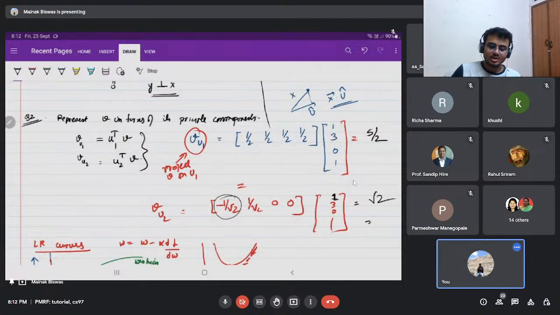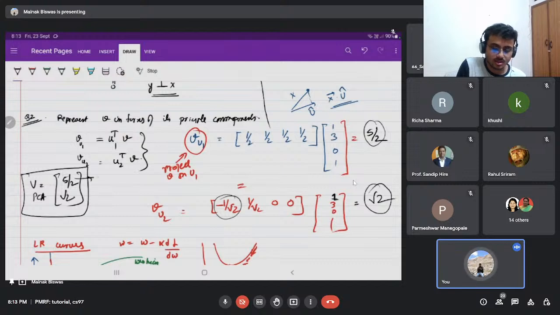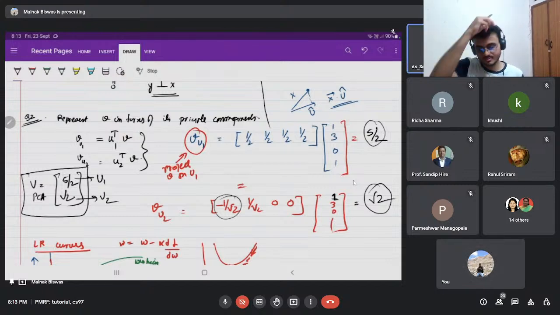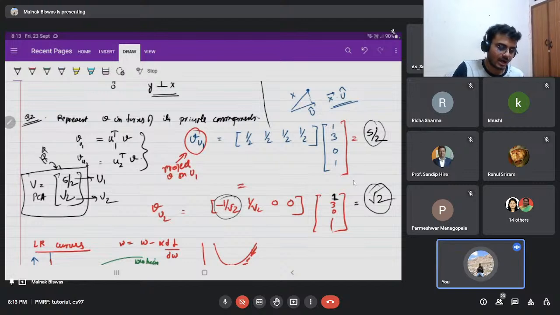So it's root 2. So how can you write it? In the new data format, what will be your data? Root 2 now, V compressed or V PCA. Is that okay? It's supposed to be 2 by root 2, right? 2 by root 2 is root 2. So you take projections along the unit vectors, and from 4-dimensional R4 you have reduced it to R2.